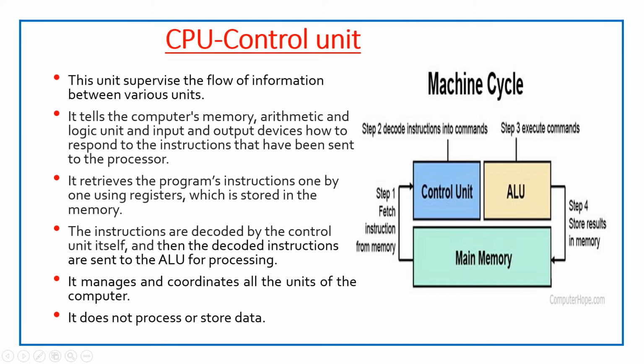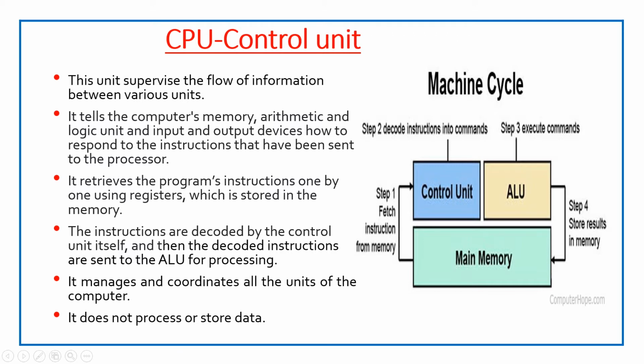First, in step 1, we can see that it fetches the instruction from the memory. The control unit fetches the instruction from the memory. Step 2, we can see that it decodes the instruction into commands. Second step is, after fetching the instruction, it decodes those instructions. And number 3 is, it executes commands. It executes those commands which have been decoded. Number 4, it stores the result in the memory. After decoding, then it executes. After executing, it stores the results in the main memory.